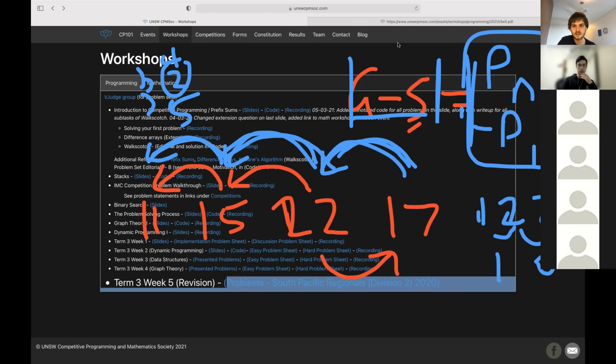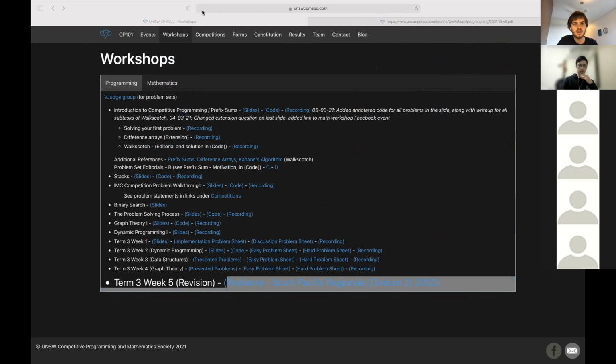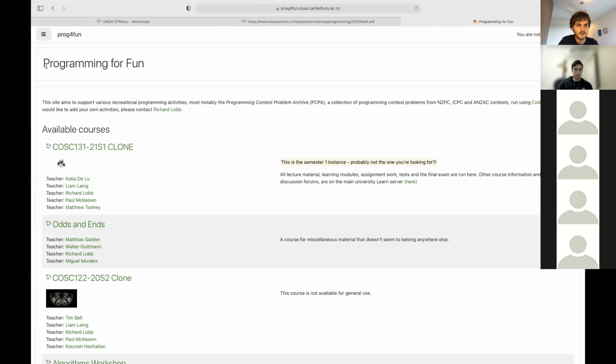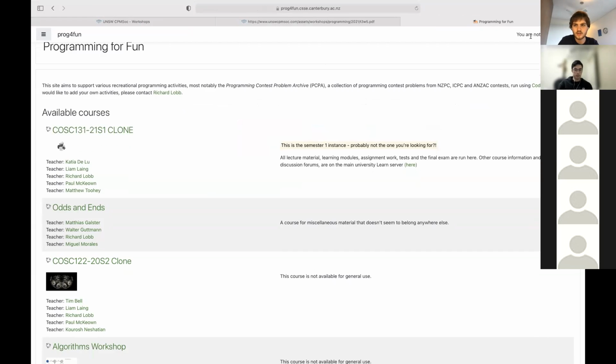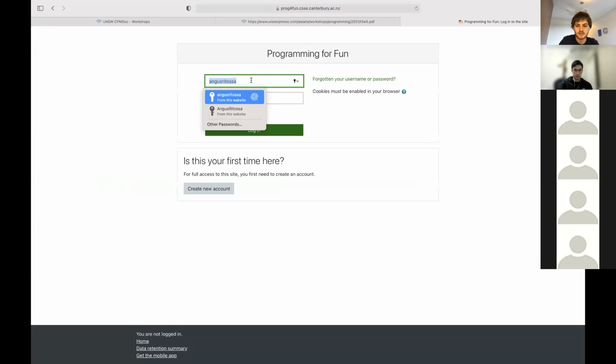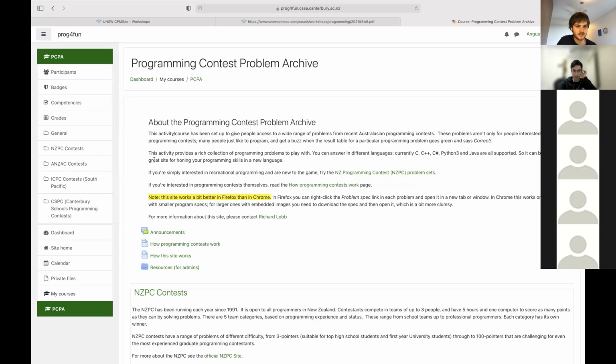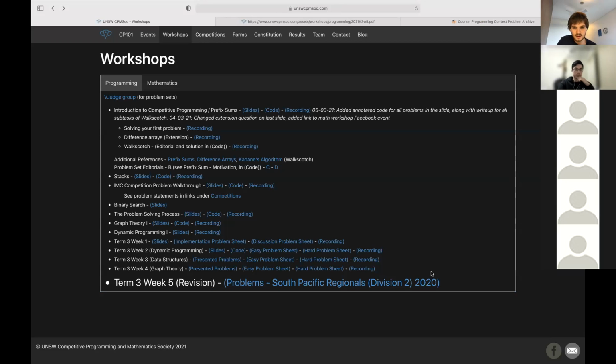Let me just clear the annotations. Yep. So Prog for Fun. I'll send a link. There's a link here. If you sign into this, you have to make an account. Shouldn't be too hard. Then you can just click on the archive here. The contest we're doing, as it says here, is the 2020 Divisionals Division 2.